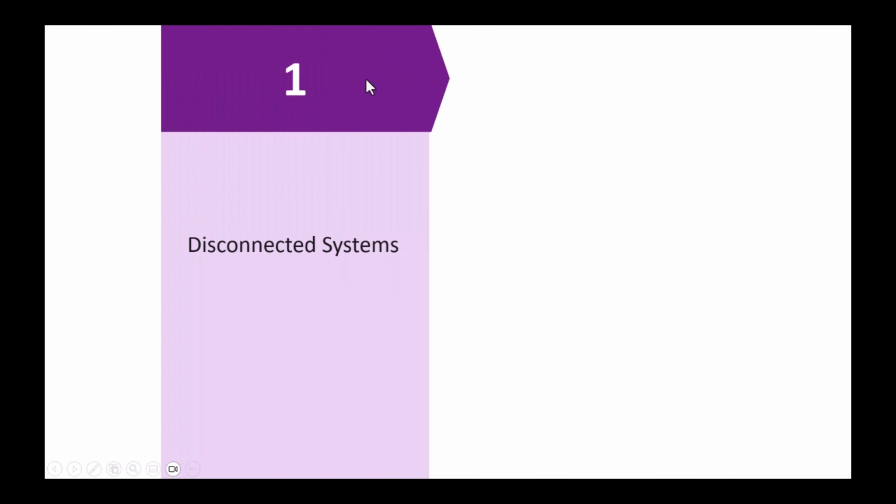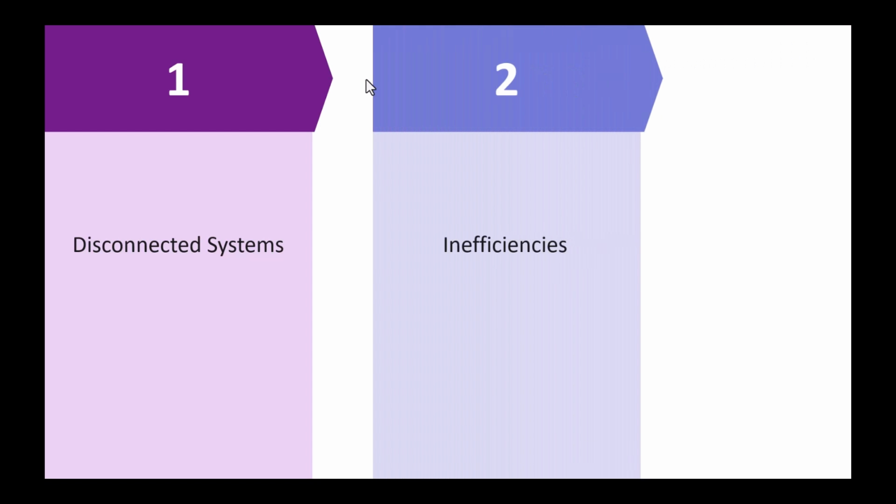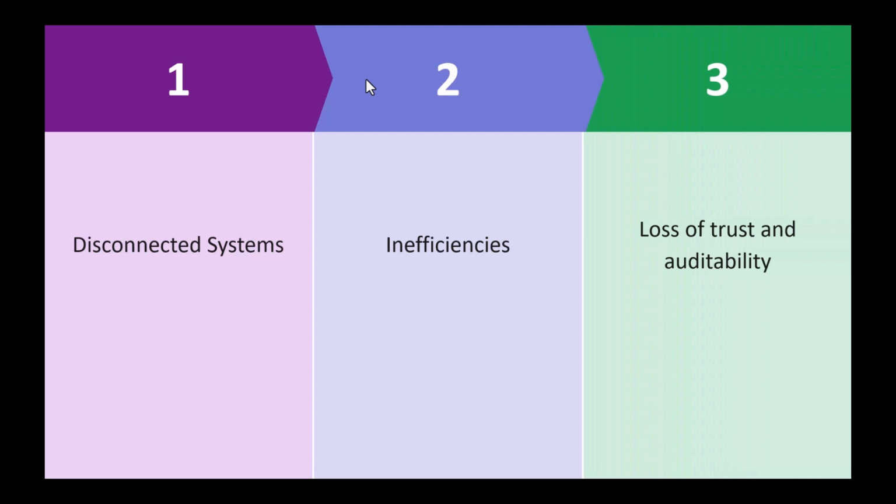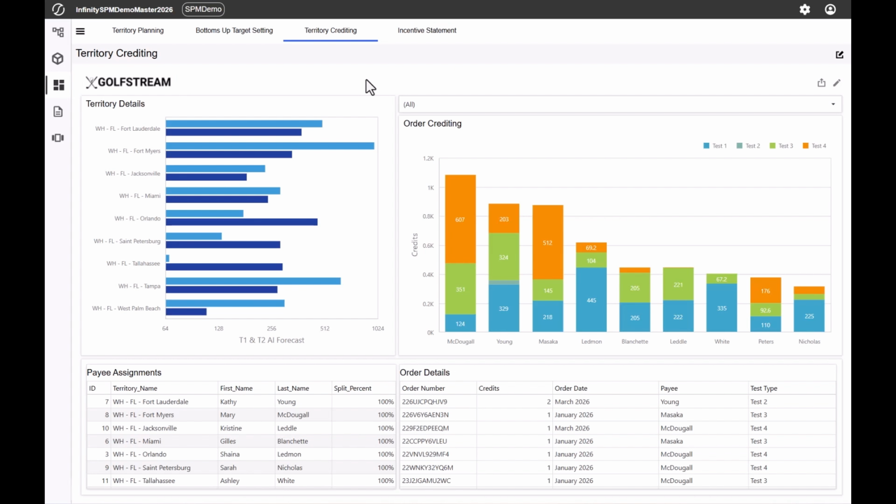What makes it hard is the number of moving parts: territory management and spreadsheets, a CRM, an ERP, a separate incentive system. All of them holding a piece of the answer, none of them agreeing on it. So certainly there's a loss of efficiency there, but you also lose trust and auditability, because with that many systems in play, no one can trace where credit actually came from.